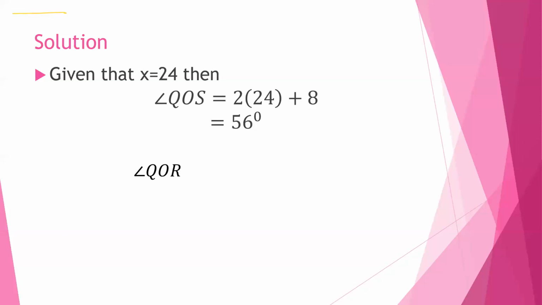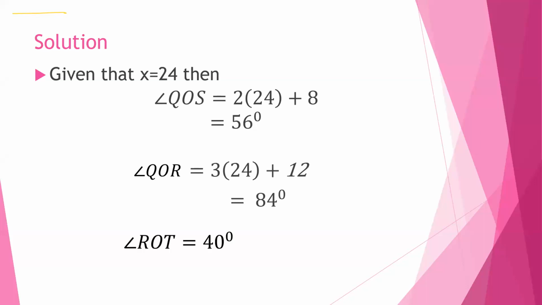Okay? Then angle QOR will be 3 times 24 plus 12. And that would give us 84 degrees. And then we know that our angle ROT is what? 40 degrees. Yes. So that is just about it. And I hope you had it. You all had it, correct? Yes, ma'am. Yes, we had it. That's good. All right. So that's just about it. And then are there any other questions here?